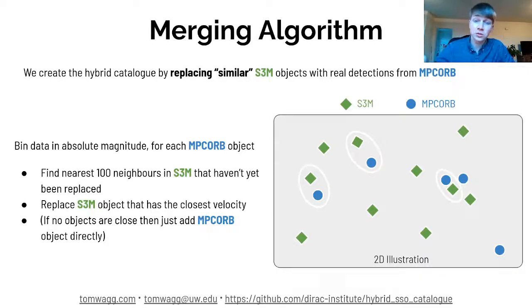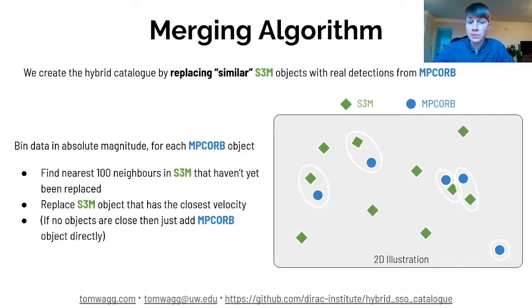But for the next circle, you can't really do this in parallel, because now the closest diamond has already been allocated. So what we actually need to do is pick that simulated object to replace. And the final case is just in this bottom right. Say you are far, far away from any other simulated object, you just directly add the real observation. And so that's how we are merging these two catalogs.